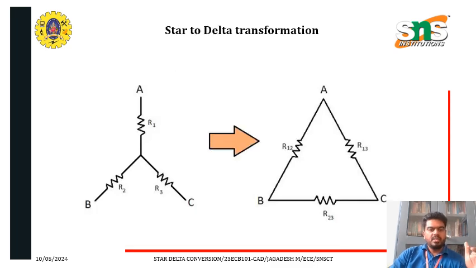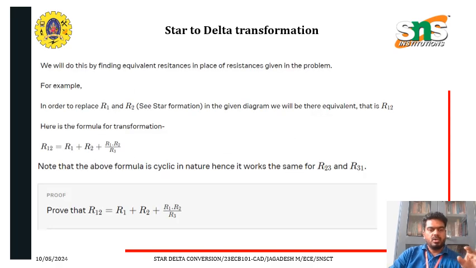Similar to delta to star, we also have star to delta, which has its own set of formulas. The formula is: R12 is equal to R1 plus R2 plus R1 R2 by R3. Note that the above formula is cyclic in nature, hence it works the same for R23 and R31.